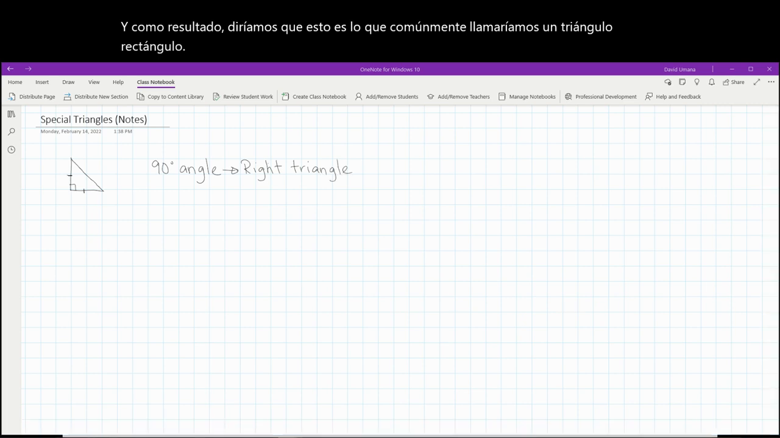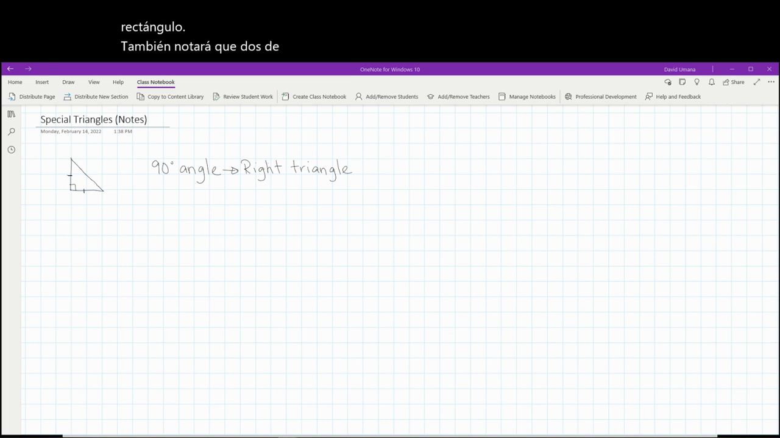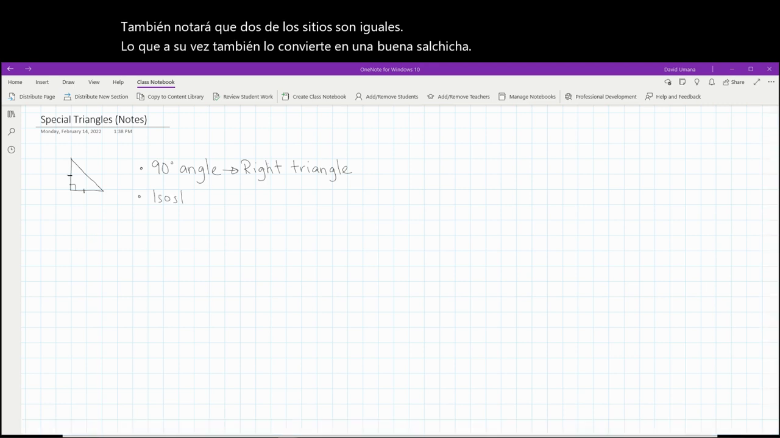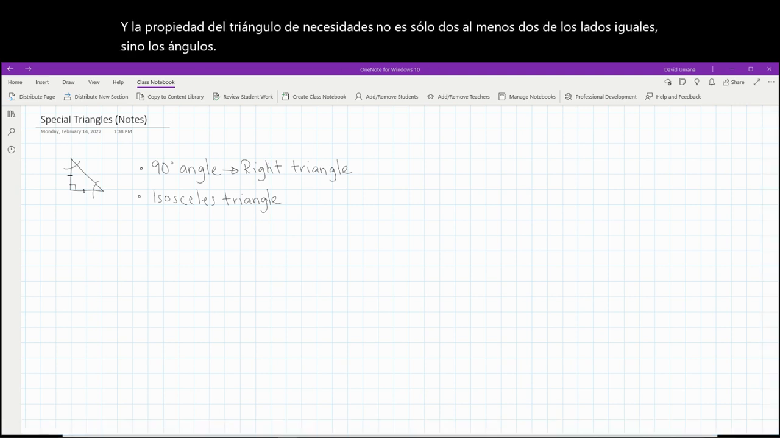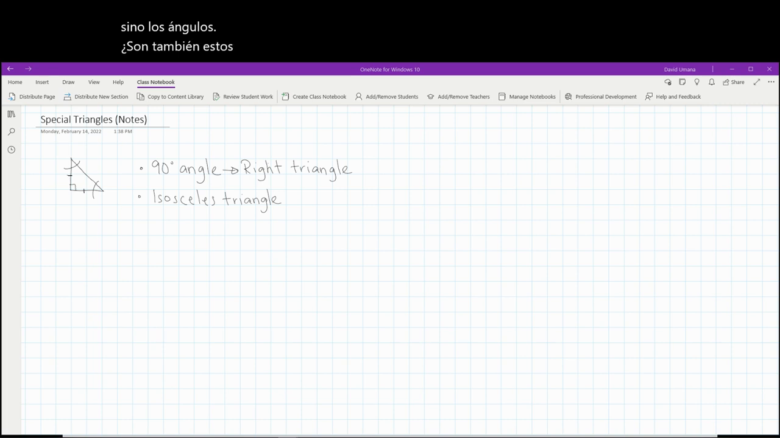You'll also notice that two of the sides are the same, which in turn also makes it into an isosceles triangle. Now, the property of an isosceles triangle is that not only are at least two of the sides the same, but these two angles are also going to be congruent to each other.